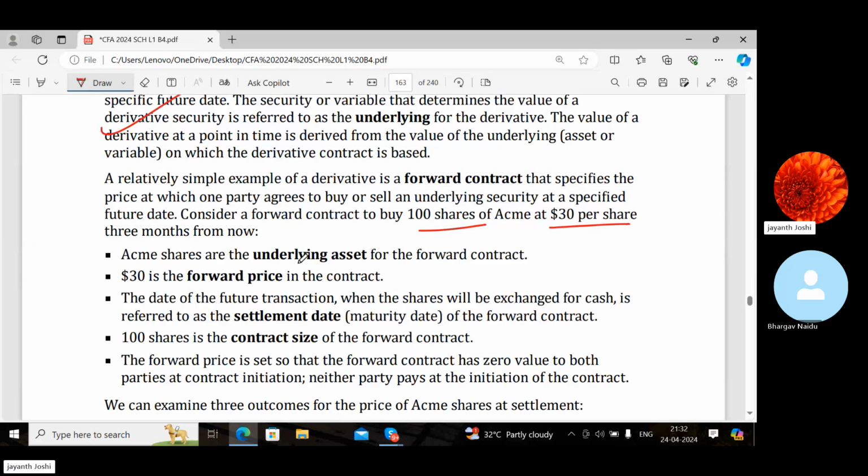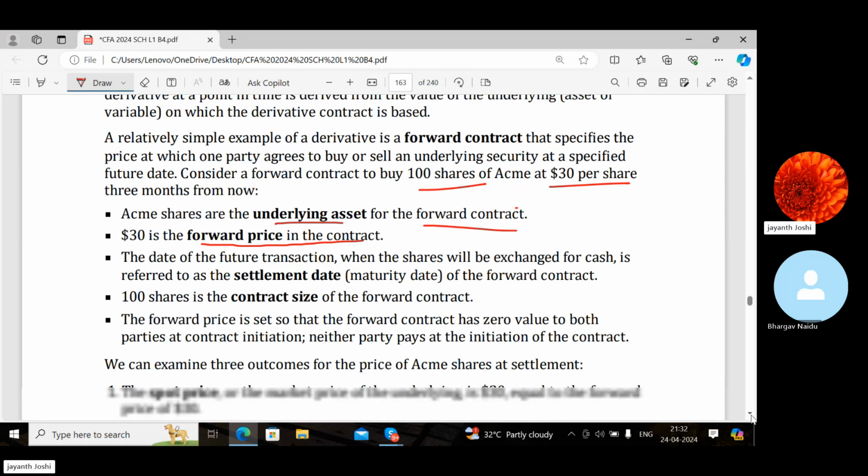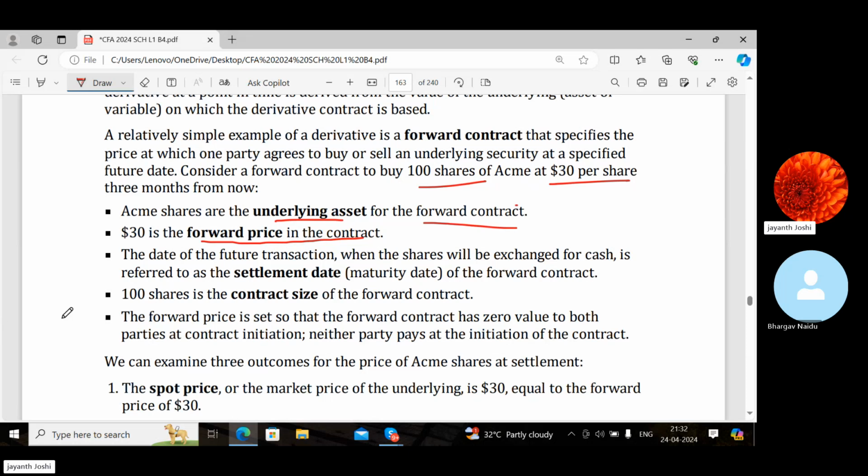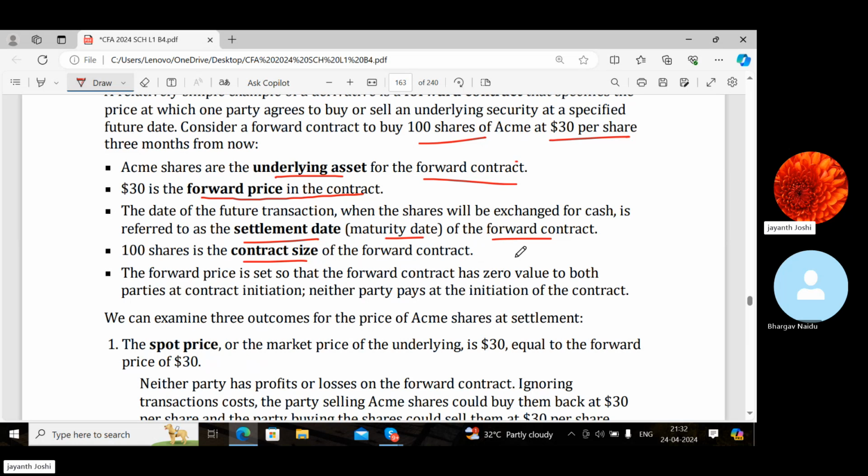So Acme shares are the underlying asset for the forward contract. $30 is the forward price in the contract. The date of the future transaction when shares will be exchanged for cash is referred to as the settlement date, or maturity date, of the forward contract. 100 shares is the contract size. The forward price is set so that the forward contract has zero value to both parties at contract initiation. Of course, neither party pays at the initiation of the contract.